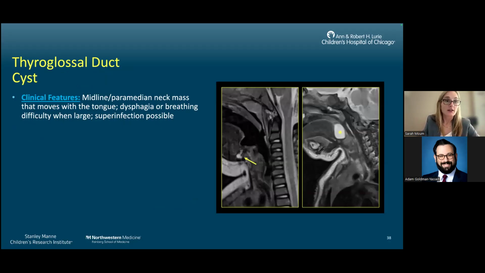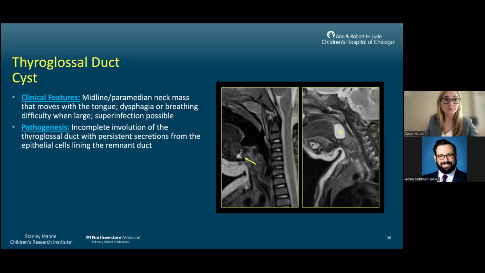All right, moving on to thyroglossal duct cysts. These are midline or paramedian neck masses that will sometimes classically move as the tongue moves. When these lesions are large, patients can present with dysphagia or breathing difficulties, and superinfection is also possible, like with other cystic lesions. Thyroglossal duct cysts come from incomplete involution of the thyroglossal duct, and then persistent secretions from the epithelial cells form this kind of cystic component within the remnant duct.